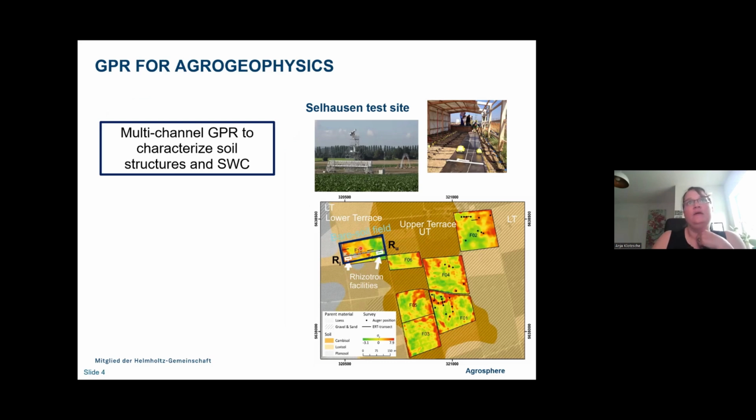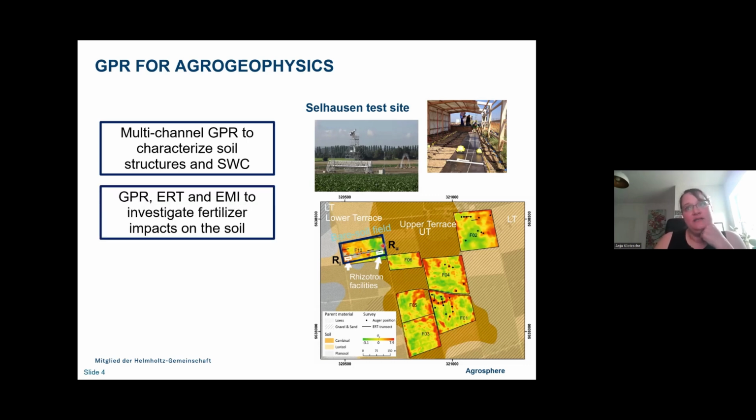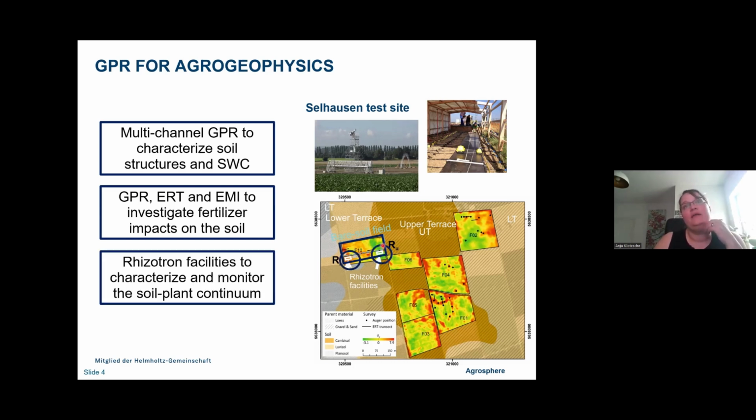And that's why I thought it's quite nice to look here at three case studies. One uses the multi-channel GPR to look at structural changes and water content changes at our bare field site. The second study looks into how we can use geophysical data to look into fertilizer changes. And then the third one is the rhizotron data that basically combines all of these aspects together, where we really want to see how we can disentangle the signals related to the soil-plant continuum.